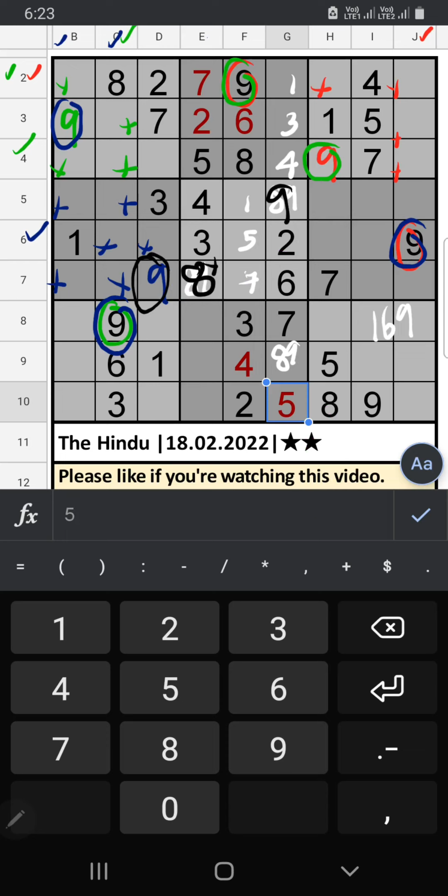In column E, 3 numbers are remaining: 1, 6, 9. In the 9th row we have 1 and 6. So 1 and 6 can't come in this cell. It will come in any one of the cells. We will confirm later. Then only 1 number is remaining: 9. 9 is confirmed here. Since 9 is here, 9 can't come in this cell. We can confirm 8 also here.